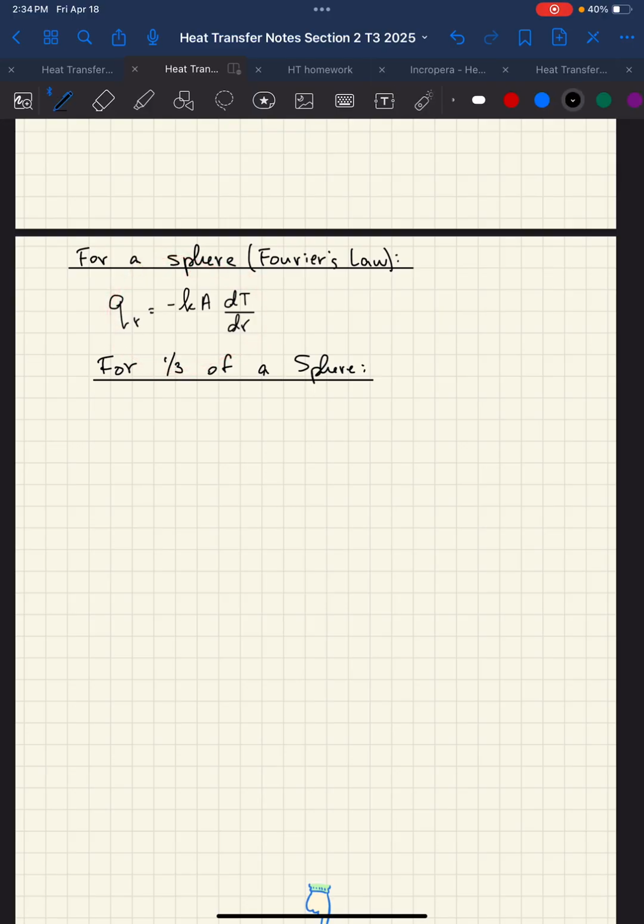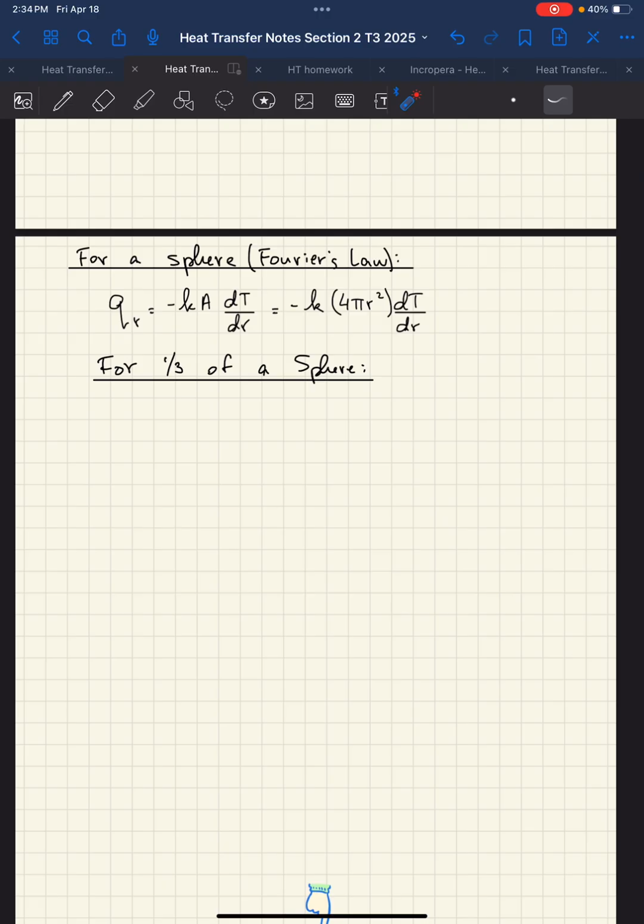So now all we have to do is put in the surface area. For a sphere, it's just 4 pi r squared. That's your surface area. So if you were just looking for the thermal resistance for a spherical system, you would just go from here onward with the proof. But in our problem, we actually have to derive it again because we need to do it for 1/3 of a sphere. It's the same proof.